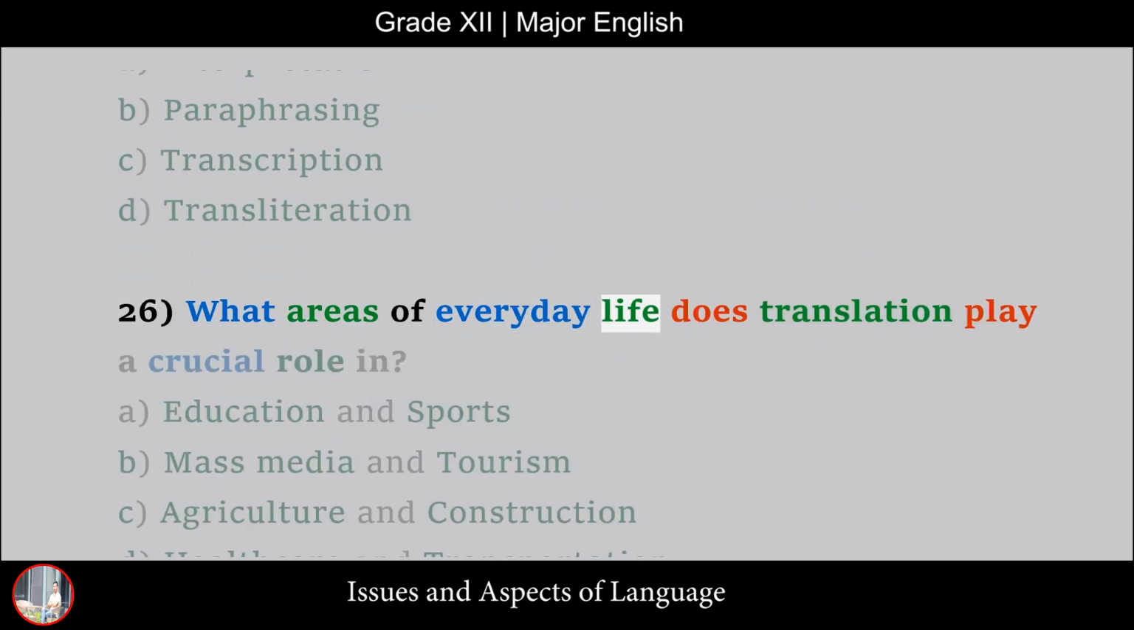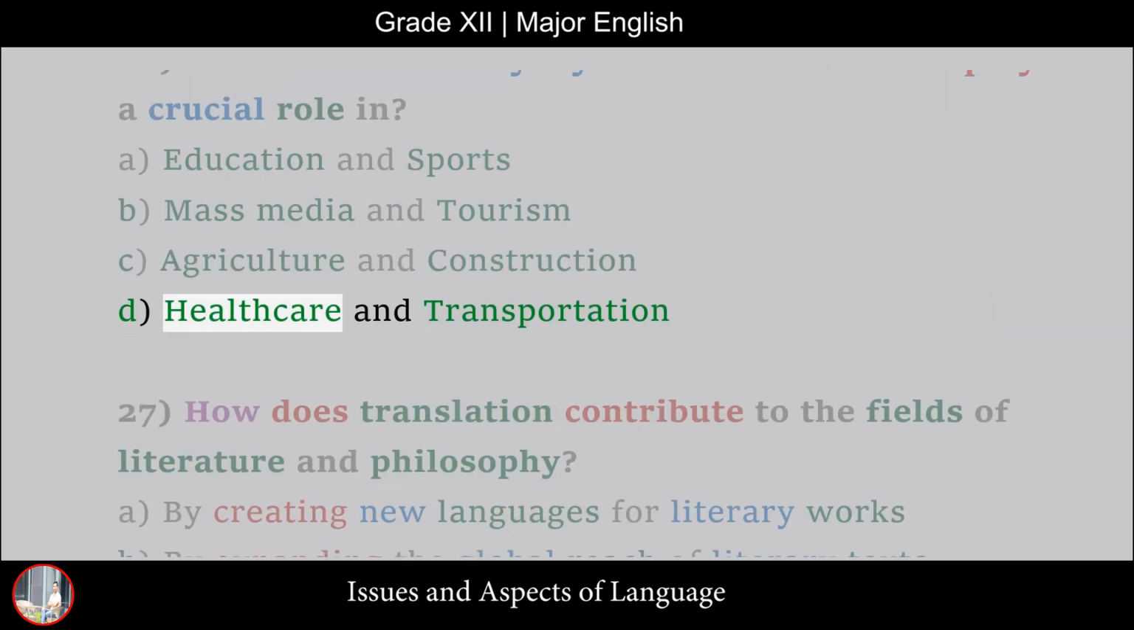26. What areas of everyday life does translation play a crucial role in? A. Education and sports. B. Mass media and tourism. C. Agriculture and construction. D. Healthcare and transportation.